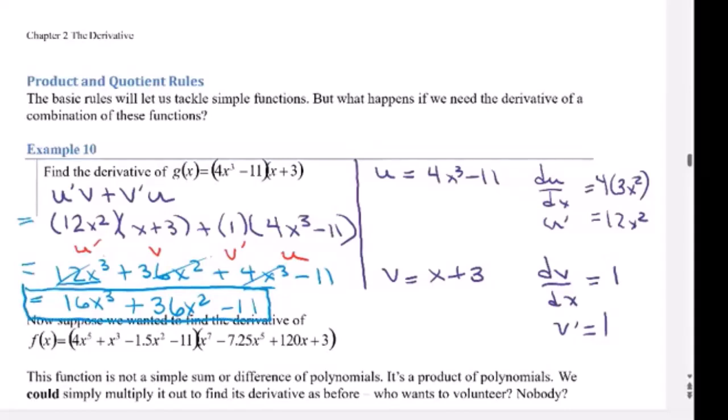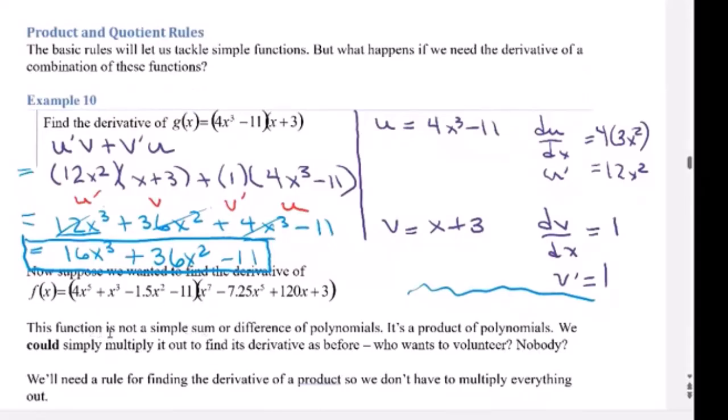So that is how you use the product rule. I really recommend this technique over here where you find your derivatives first and then you just plug them in. Up to you. Now suppose we want to find the derivative of this.